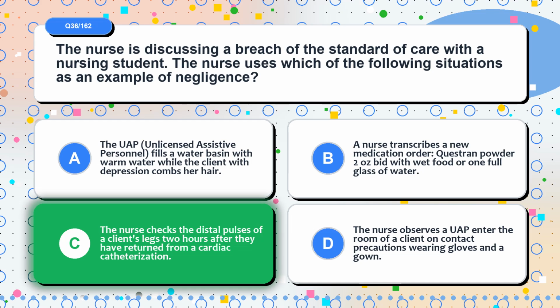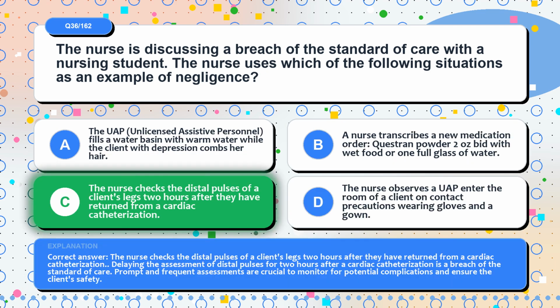The correct answer is option C. The nurse checks the distal pulses of a client's legs 2 hours after they have returned from a cardiac catheterization. Correct answer.